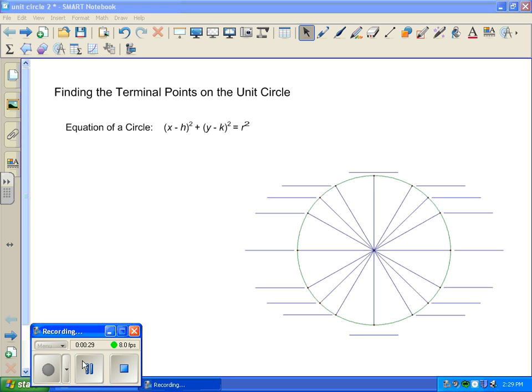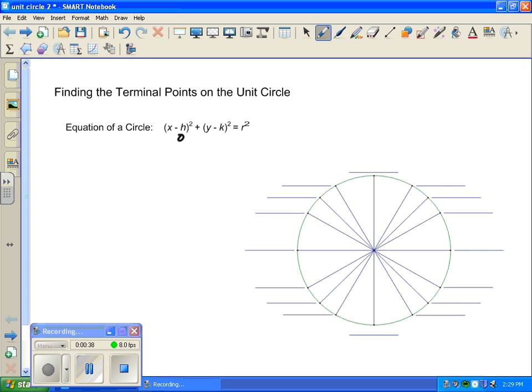x minus h quantity squared plus y minus k quantity squared equals r squared. And on the unit circle, our center, h and k, is at the origin, and our radius is 1, okay? 1 for the unit circle. So we really end up with x squared plus y squared equals 1. And that means that every point, every terminal point or ordered pair on the unit circle must work in that equation.